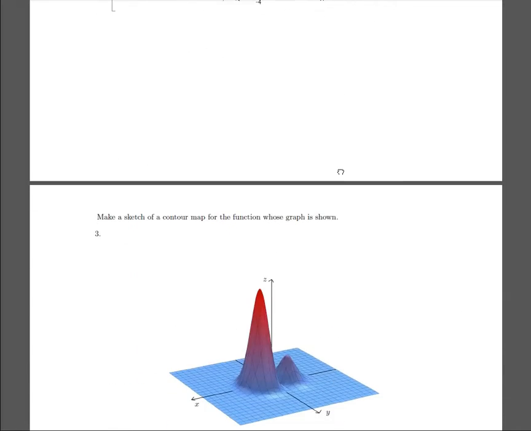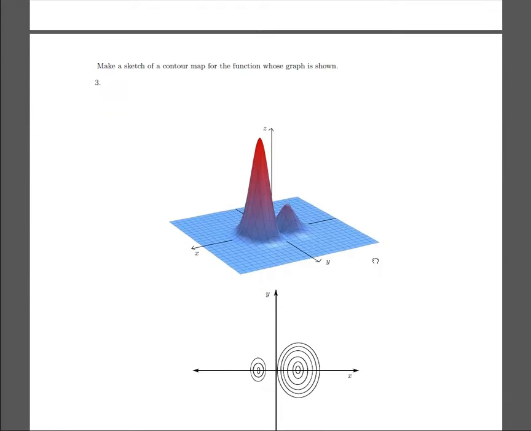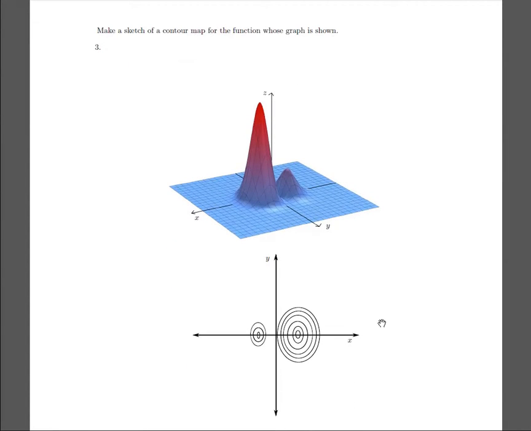For number 3, we're looking to sketch a contour map of the function, and again you're thinking of taking slices parallel to the xy plane and seeing what they look like. And let's look at my solution here. A little bit of a problem. Unlike the graphs in standard position, this one we have to think about really rotating the plane to have the positive x-axis where we would normally have it.